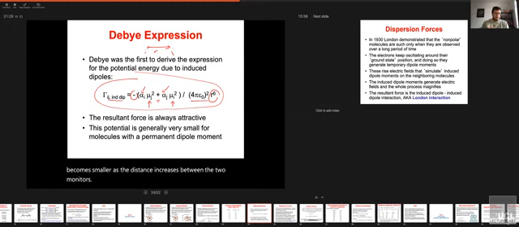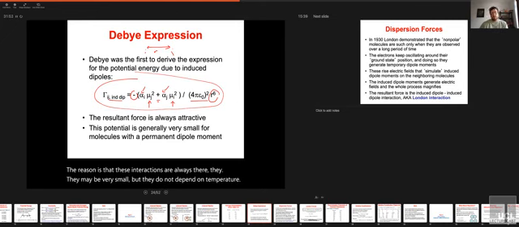So the resultant force is always attractive, and becomes very small as the distance increases. Notice that as opposed to the dipole-dipole interactions, we don't have a temperature effect here. The reason is that these interactions are always there. They may be very small, but they do not depend on temperature.